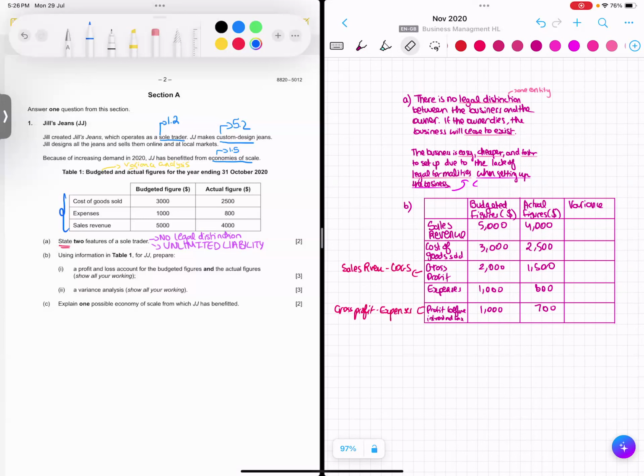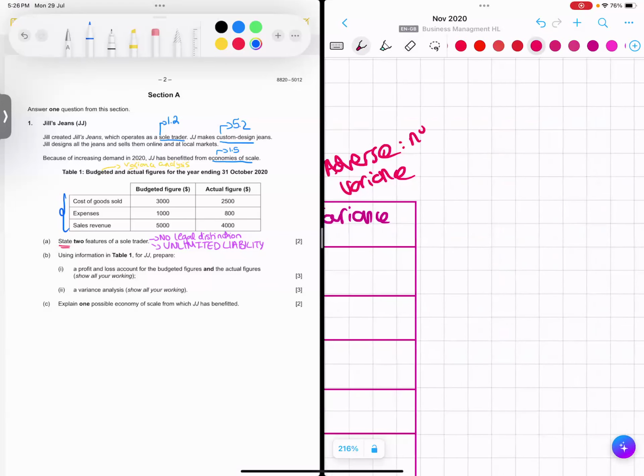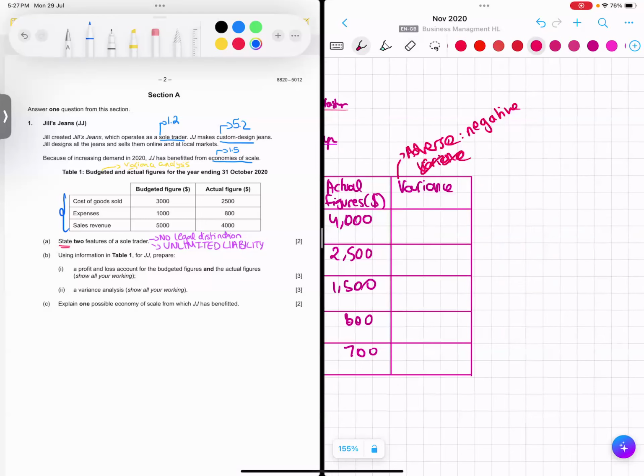So variance. Variance is basically, in this case, you have to just check the difference. I don't know if you guys know or if you have revised this topic, but in variance we have something called adverse and favorable. I've done this several times in my channel actually. Adverse is negative for the business, favorable is positive for the business, right?